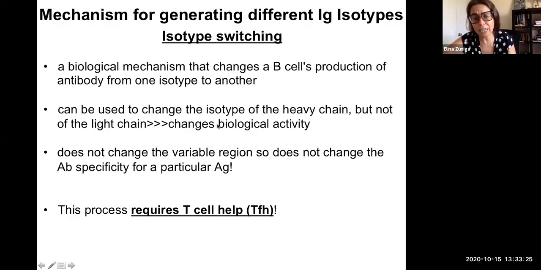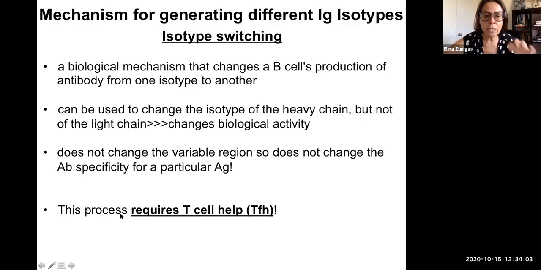And that will change the biological activity of the antibody, because it's changing the isotype that is determined by the constant region of the heavy chain. That determines, again, the Fc portion that determines the biological activity. However, isotype switching does not change the variable region. So isotype switching will not change the antibody specificity for a particular antigen, okay? Is that clear?